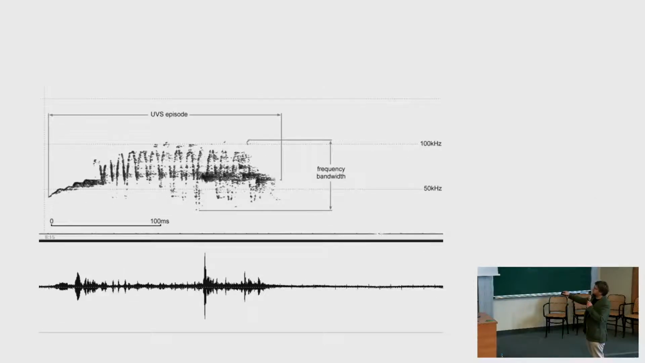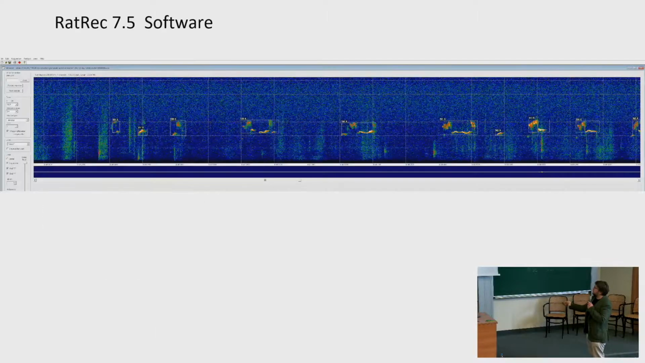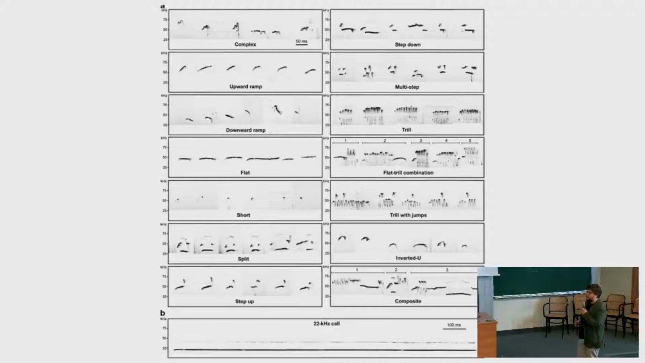Here is an example of a trill one. This is a fast Fourier transform. As you can see, it's an inverted U shape. Here is the print screen of our software, RATREC, where you can record and analyze those signals.